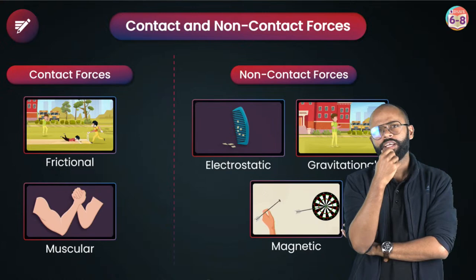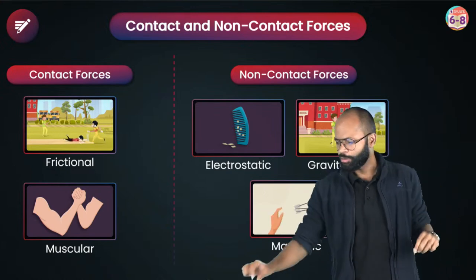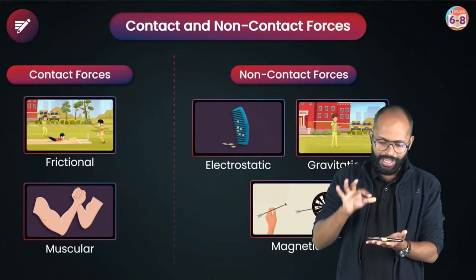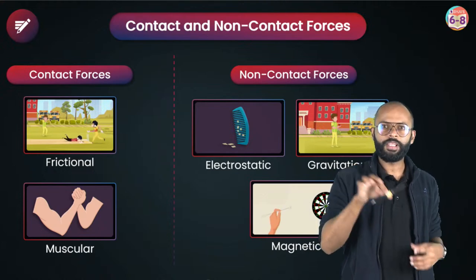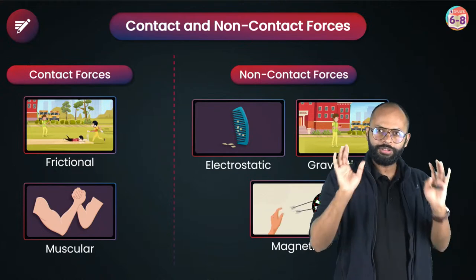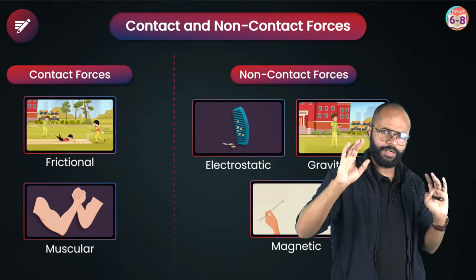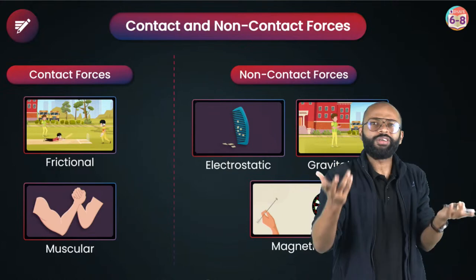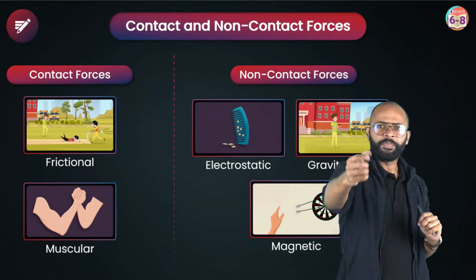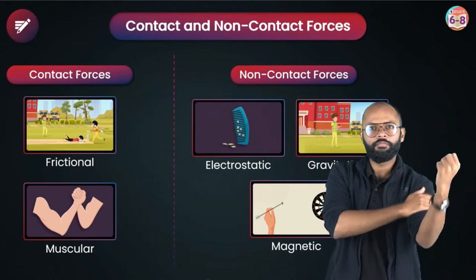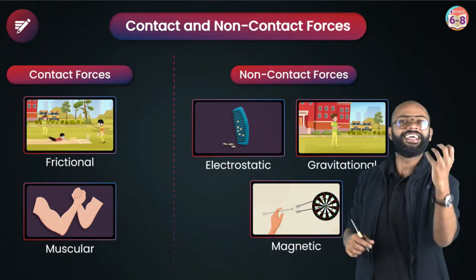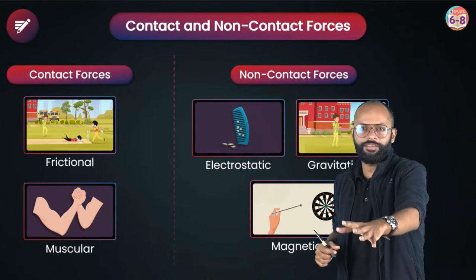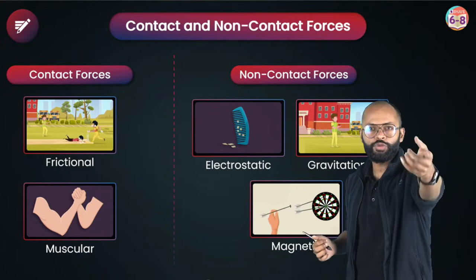Ab kaun se force hai? We are humans. Mere ko agar ye pen uthana hai, I have to go and touch the pen. If you have to push your friend, aapko agar dhakka dena hai apne friend ko, jor se mat dena, you cannot do it without actually touching your friend, hai na? Muscular force, muscle wala, muscular force. This is something which is a contact force, right? If you want to apply force, you have to touch.